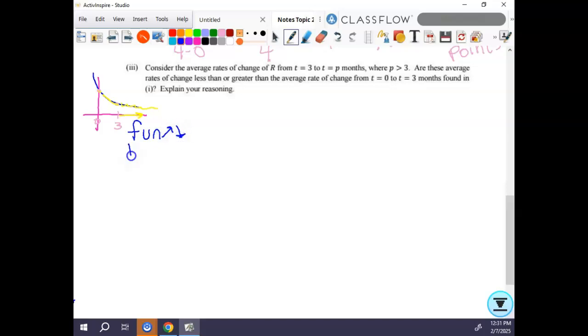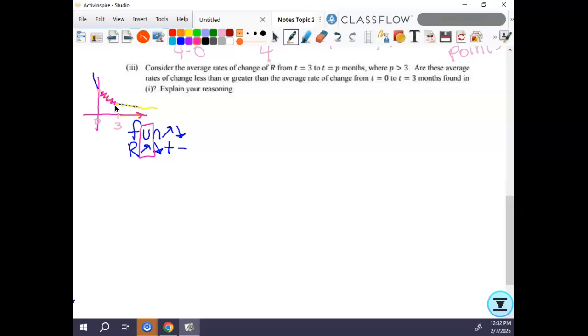Write down the fun chart. I know some of you kind of have the fun chart in your head, but we'll write it down. Okay, so concave up means the rates of change are increasing. Since the rates of change are increasing, the rates of change from 3 to wherever p is, would they be greater than or less than the rates of change right here? Greater than, because it's increasing, right? So we're using what we know about functions. It's a functional analysis thing. So this is what I would say.